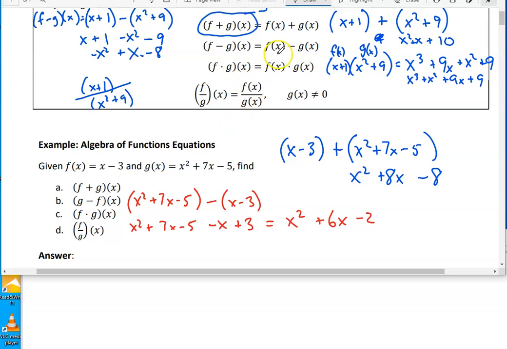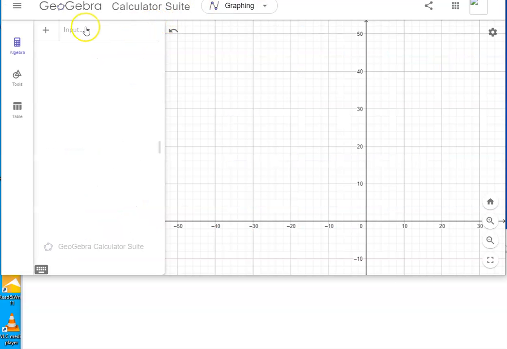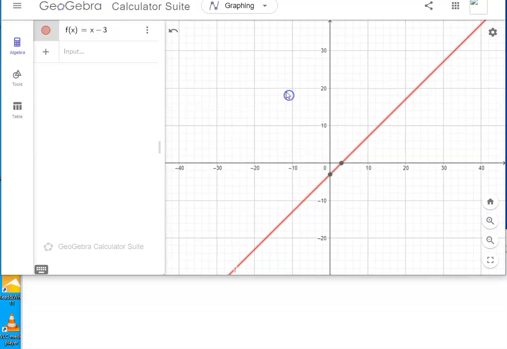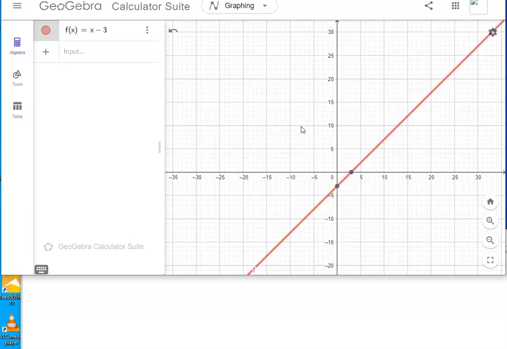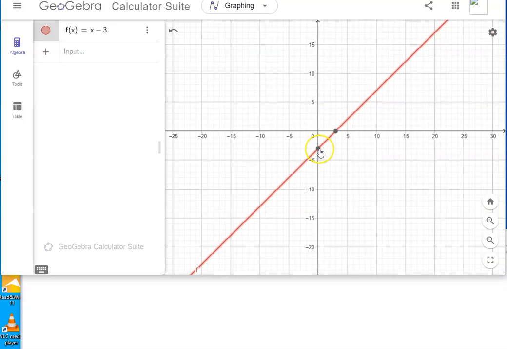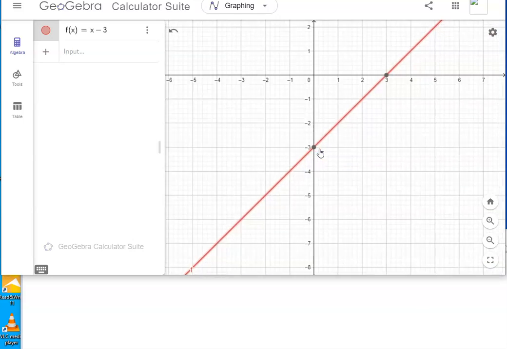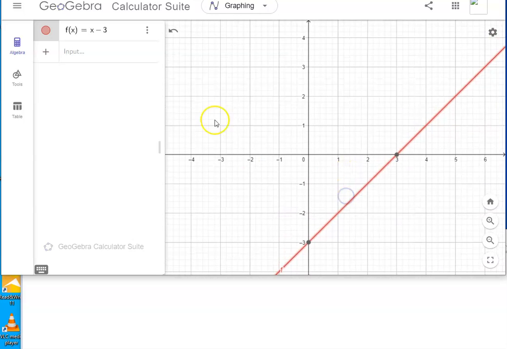x minus 3. So I come here and I just start typing in geogebra.com. I don't even have to log in. x minus 3. And it shows me, oh yeah, if you give me x minus 3, that's what the graph looks like. When x is 0, I'm at negative 3. And as x increases, it just increases linearly because I don't have any x squareds in there. And when x is 3, that's when I cross the x-axis.